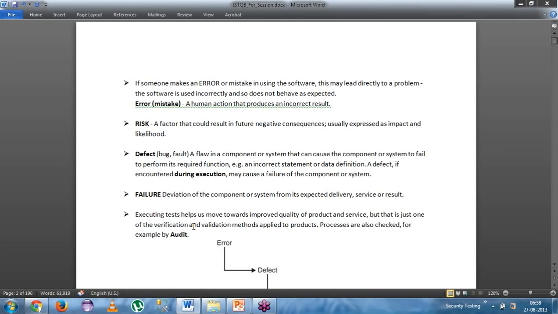Okay, it can be on the process front, it can be on the project front, it can be on anything. See, it helps us to improve the quality of the product and service, but that is just one of the verification and validation methods. The process that we adopt is audit. The process that we adopt to improve the quality of the product or service, to ensure that we give our best results out of the client expectations, we follow the process called audit or a check.